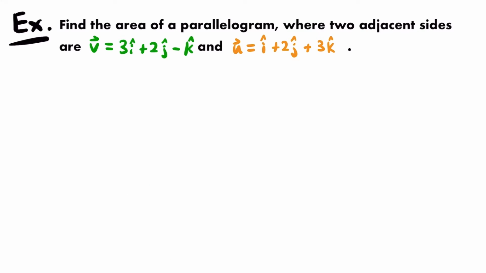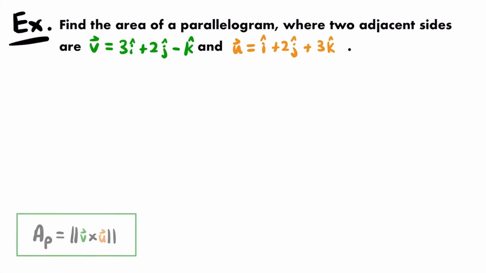Alright, and so more formally, the formula looks like this. The area of a parallelogram, which I represent with capital A sub p, is equal to the magnitude of vector v cross vector u. Okay, and so let's do that. Let's take the cross product of vector v and vector u. And the way that I'm going to calculate that is to use the determinant form.